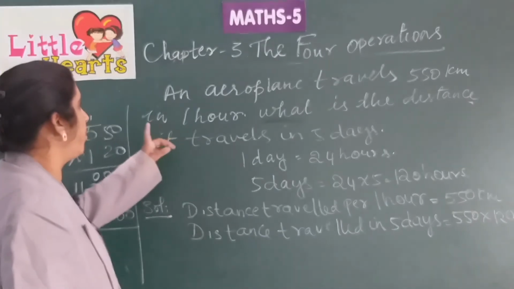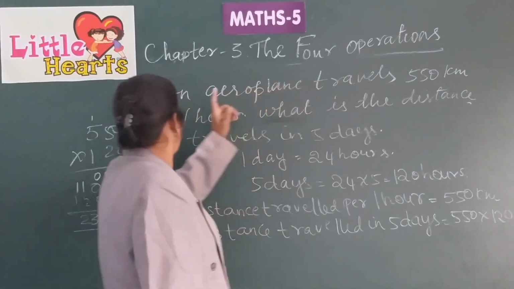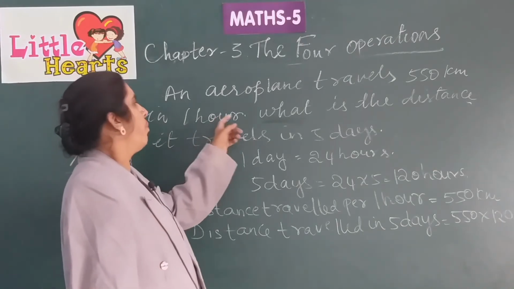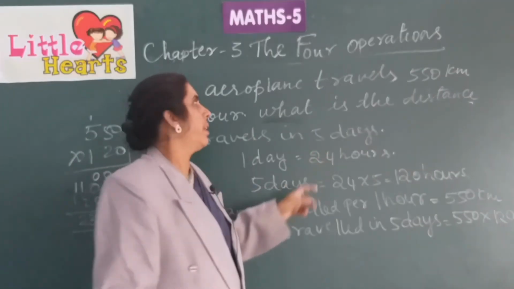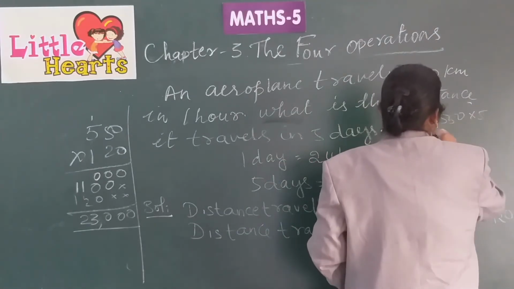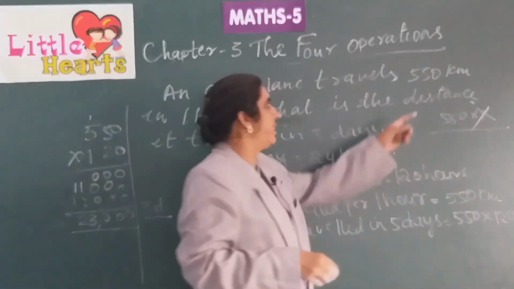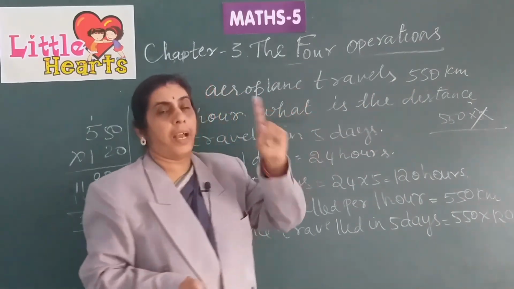Here is a problem for you. An aeroplane travels 550 kilometers in 1 hour. What is the distance it travels in 5 days? Can you multiply 550 into 5 here? No. It is not the distance given for 1 day. It is given for 1 hour.